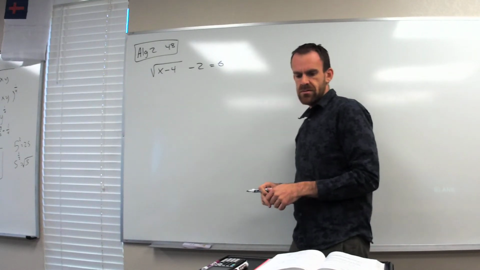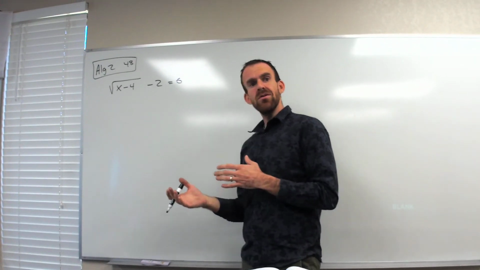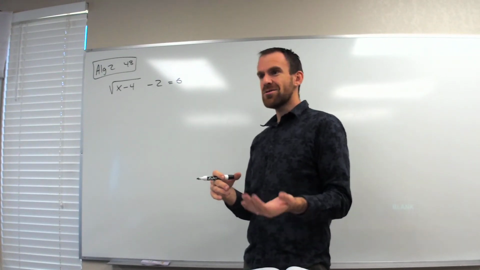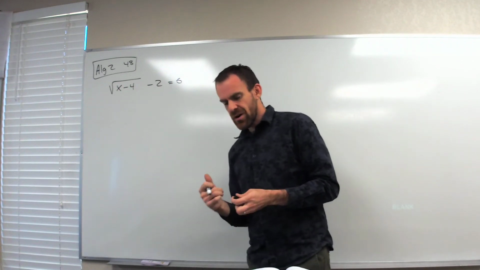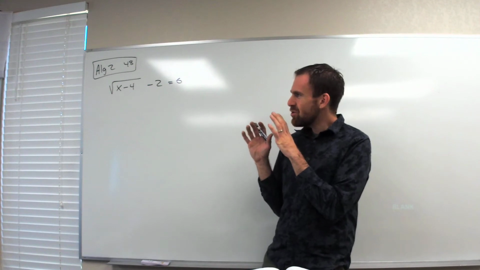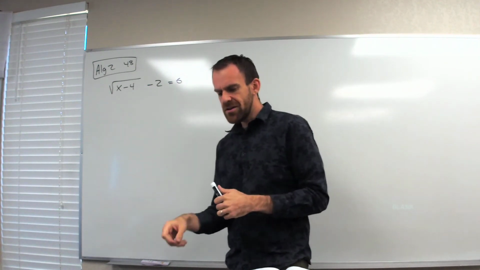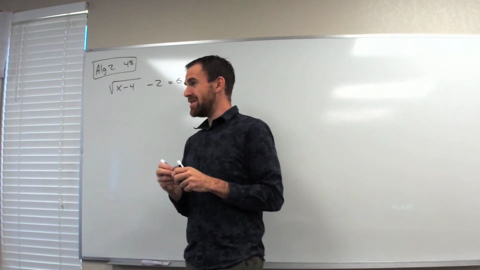How do you undo a square root? You square it. Yes, square. How do you undo squared? You take the square root. So we are going to get the square root by itself and then square both sides. Now, before we do that, let me show you what you want to do.